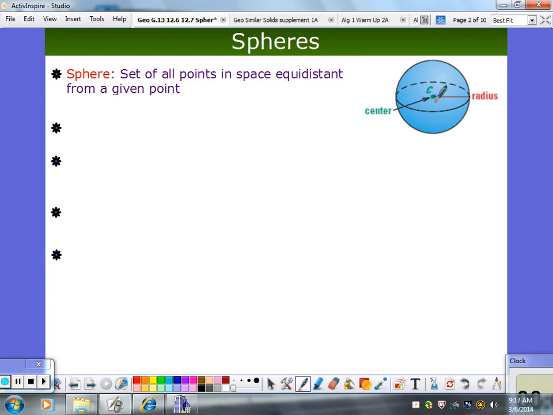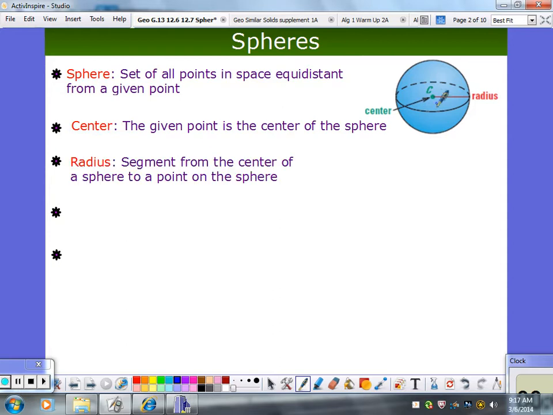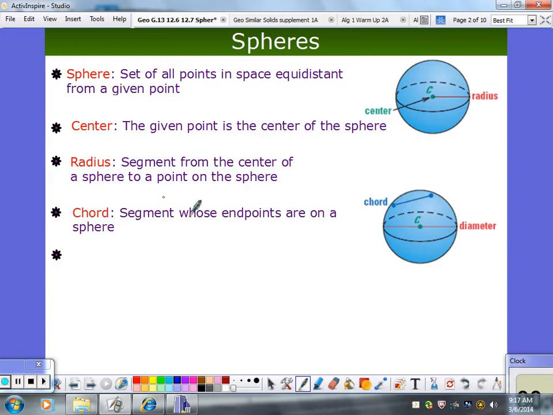If you're equidistant from the center of the sphere, then think about 3D now. It's more than just a circle. It's like a 3D circle. The center is that given point that everything is equidistant from. The radius, like a circle, goes from the center to a point on the exterior of the sphere. So now we're thinking in 3D. A chord is the same idea as in a circle, but in 3D, so you're touching endpoints on the sphere. And the diameter is a chord that goes through the center, just like for a circle, except now we're in 3D.